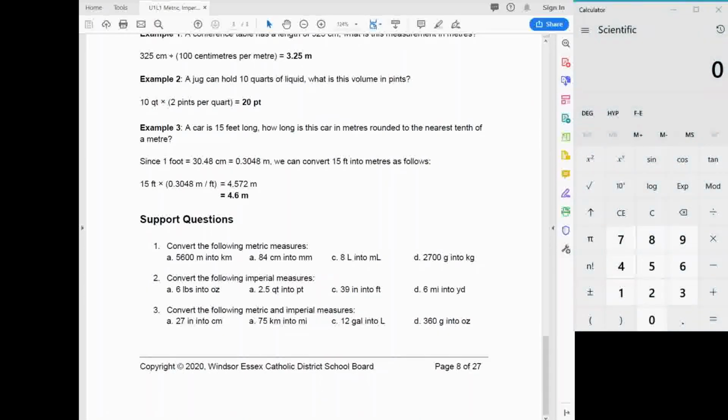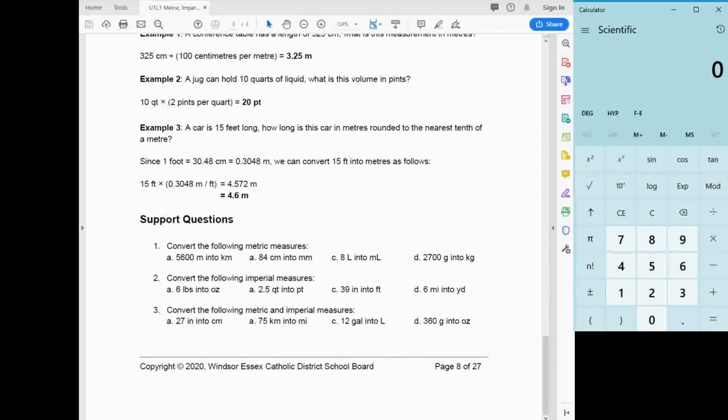Now I'll quickly work through these last few just so that you have some answers here. These are the support questions. 5,600 meters into kilometers: I divide by 1,000 and I get 5.6. 84 centimeters to millimeters: I would multiply by 10 because I'm going from a larger to a smaller unit. 8 liters into milliliters, I would multiply by 1,000 to get 8,000. 2,700 grams into kilograms, I would divide by 1,000. 2.7 kilograms.